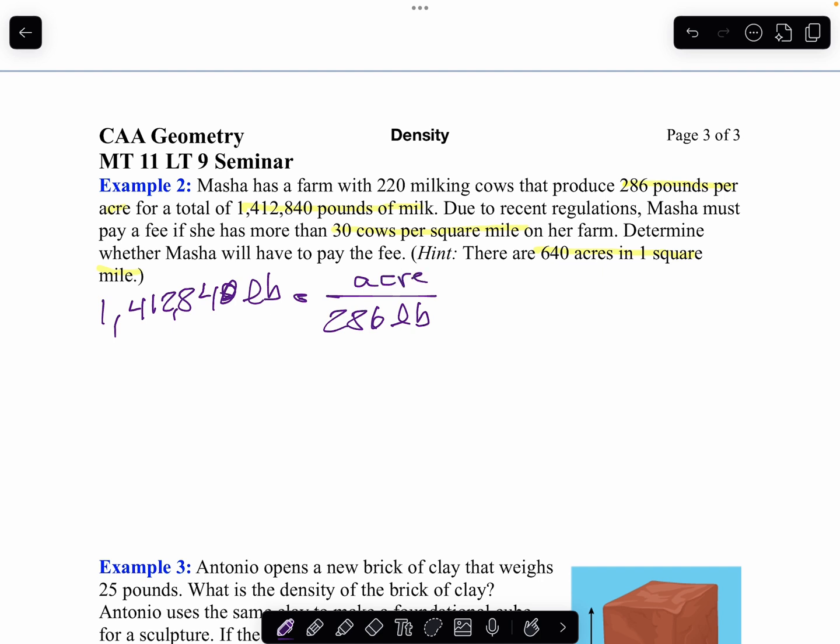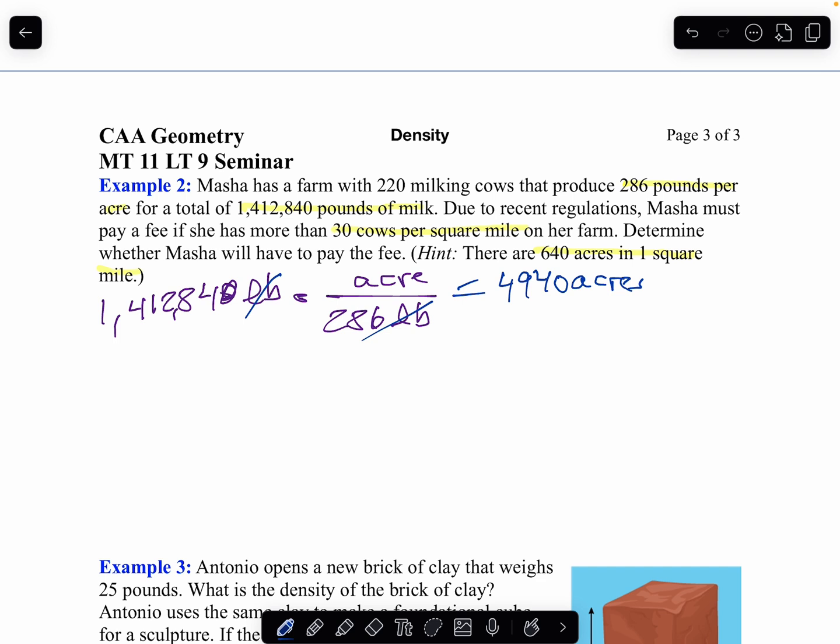And why am I dividing? Because I want my pounds to reduce. Notice my pounds cancel out. My answer is going to be in acres. So I can take that milk production and convert that to acres. Using my calculator, I get 4,940 acres. So in other words, Masha's farm is not small.